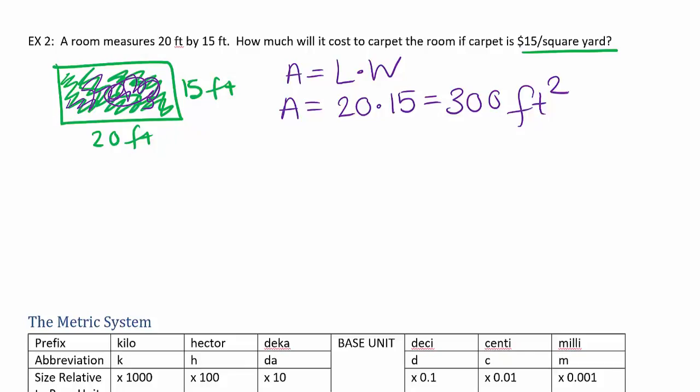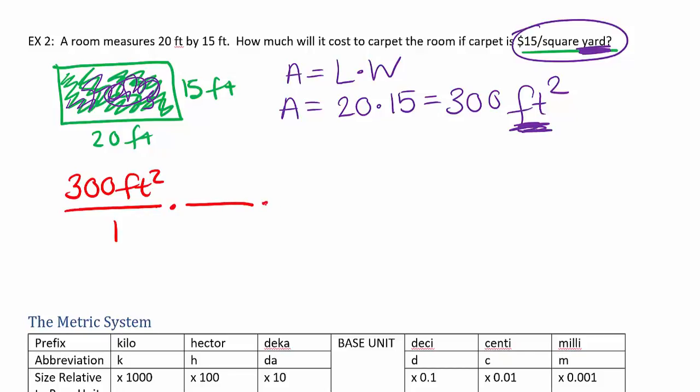Now, I want to know the cost of laying down carpet, and here's where the conversion comes into play. My cost is given in terms of square yards. So I need to change these square feet into square yards. And so I'm going to use that technique that we learned earlier. I'll write down the 300 square feet over 1.